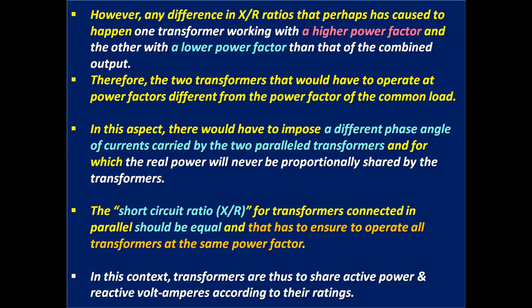However, any difference in X by R ratios causes one transformer to work with a higher power factor and the other with a lower power factor than that of the combined output. Therefore, the two transformers would operate at power factors different from the power factor of the common load. In this aspect, a different phase angle of currents would be carried by the two parallel transformers, and for which the real power will never be proportionally shared by the transformers.